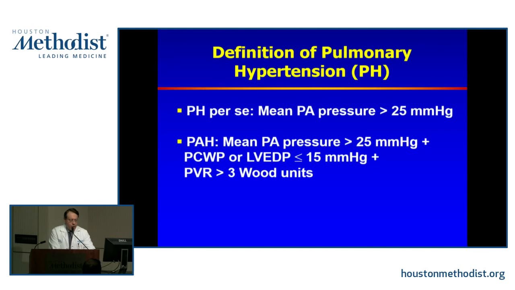PA pressures, the older definition is on that slide, 25, based on the mean PA pressure by cath. Now it's 20 millimeters of mercury. And if we are interested in saying, is this a disease due to pulmonary hypertension of the pulmonary parenchyma or of the pulmonary vasculature, so group 1 and group 3 pulmonary hypertension as opposed to group 2, you need to show that the wedge pressure or EDP are not increased. The magic number is 15, and pulmonary vascular resistance is increased.